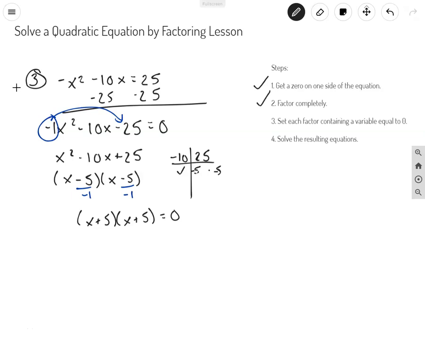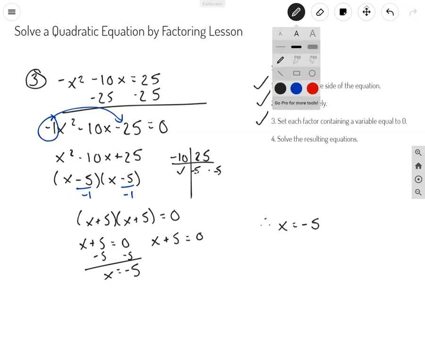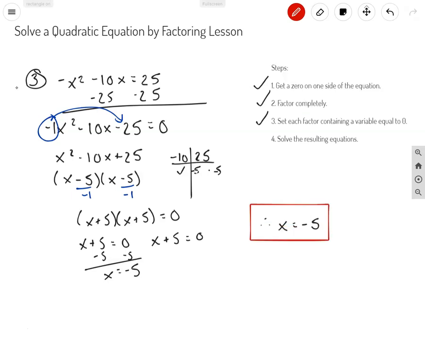Step 3 says set each factor containing a variable equal to 0. If you notice, I have two equations that are the exact same, so they're going to give me the exact same answer. So when I subtract 5 from both sides for both of these, it's just going to be x equals negative 5. So in this case, I do not have two answers. Because they're both the same, I only have one answer, and that's negative 5. So my final answer is x equals negative 5. Remember, a quadratic equation usually has two answers, but it could have one and it can have none technically. So it all depends.